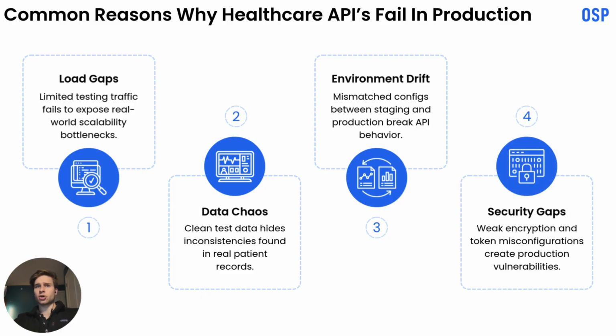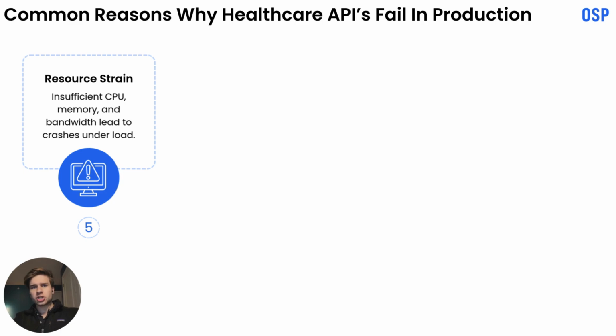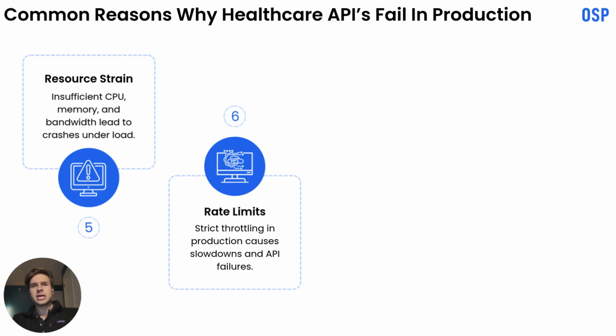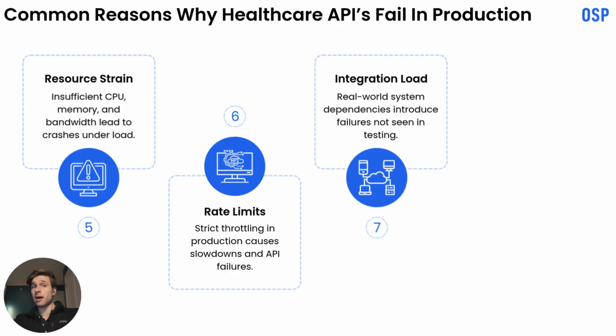Another common reason is security misconfigurations. While testing may overlook security issues, production environments require robust encryption, token management, and HIPAA-compliant API security. Any lapse in security configurations can result in API vulnerabilities and failure. Resource constraints in production are another challenge. In testing, the API is usually exposed to limited data and low traffic, but in production, higher traffic volumes and more data require more memory, bandwidth, and CPU. Without proper resource allocation for scaling, your API may crash under the pressure of real-world demands.